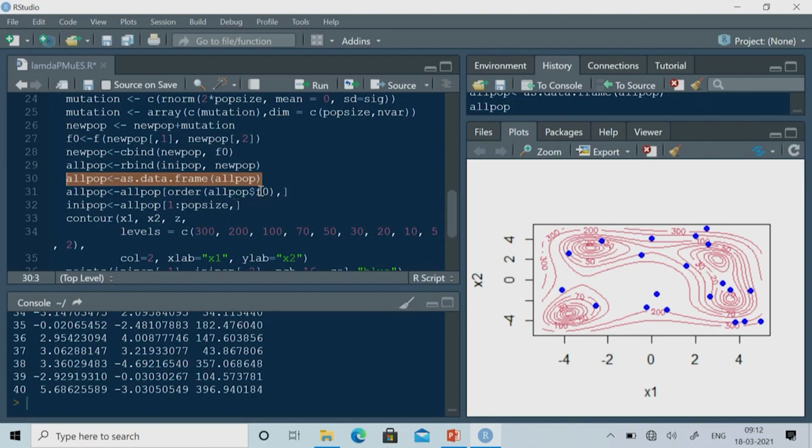The next step is to order them, that means I would like to sort them. How am I sorting? I am sorting in terms of f0, that means the last variable, the function value. To do that, I can use the order function, and how am I sorting?